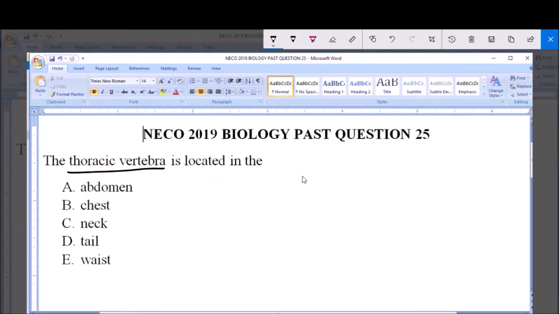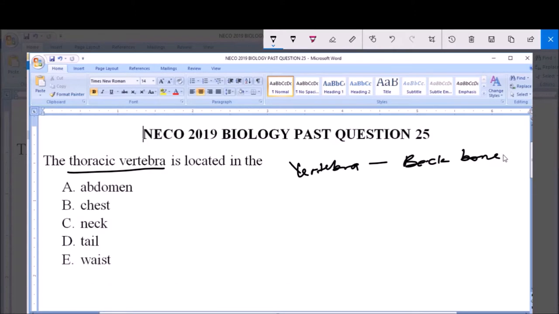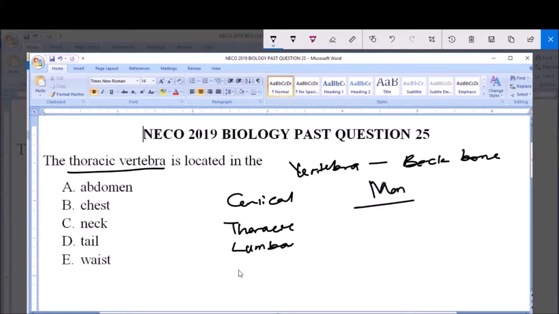Now, the vertebra is actually what you call the backbone. We call it the backbone, and it's mostly found in vertebrates, like man, for instance. We have this vertebra, and these vertebras are actually divided into five. We have the cervical vertebra, the thoracic vertebra, the lumbar vertebra, the sacral vertebra, and the coccygeal vertebra. Now, each of these vertebra has its own specific location.